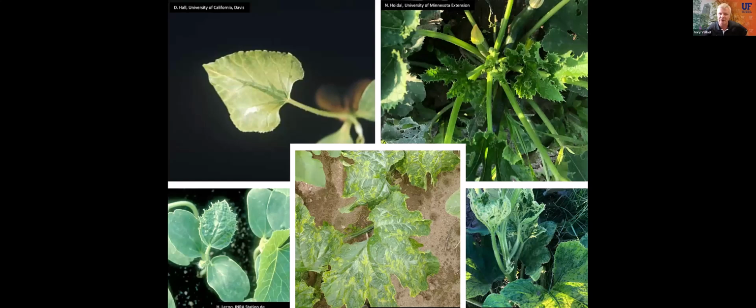Here's some additional examples. Again, that fringing along the margins of the leaf as well. Here you can see again that green banding, the mottling of the leaf. And here it's showing small seedlings developing, where you can again see that green banding and the fringing of the outer leaf and a little bit of blistering on this seedling as well.